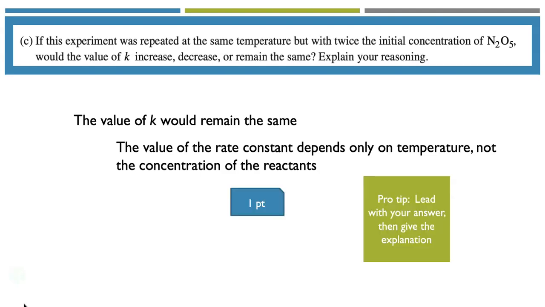Pro tip, just as a reminder, always lead with your answer in these kinds of questions. So saying that the value would not change and then explain why. That's just going to make it easier for the reader to interpret your work and assign you all the points that you've earned. How did you do?